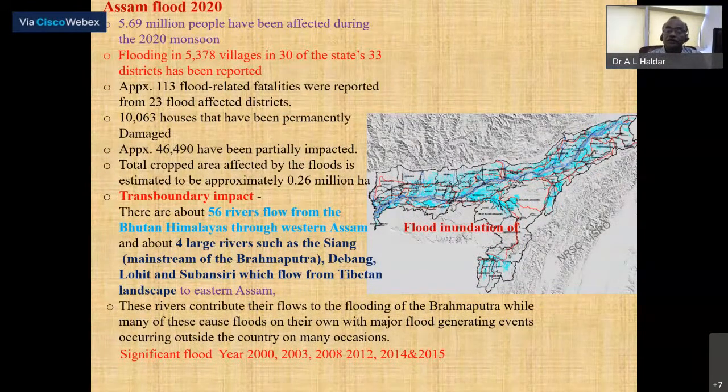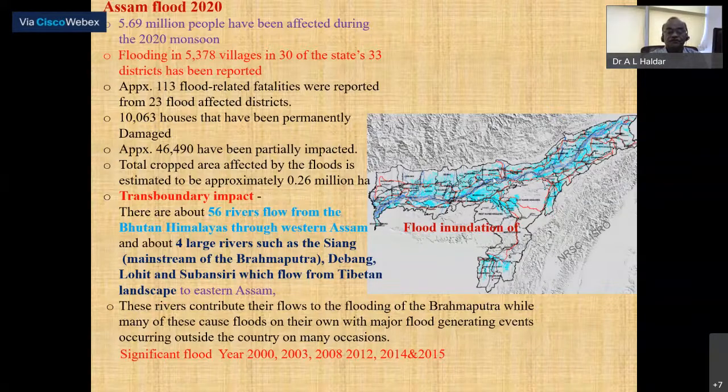In Assam, you know, on the left hand side, floods are very much there, especially from Bhutan. A lot of, I mean, 56 rivers flow from the Himalaya to the western part of Assam. They are coming especially from Bhutan, and a lot of rainfall is there. It is adding to India. That is Assam, that is why the flood is adding.